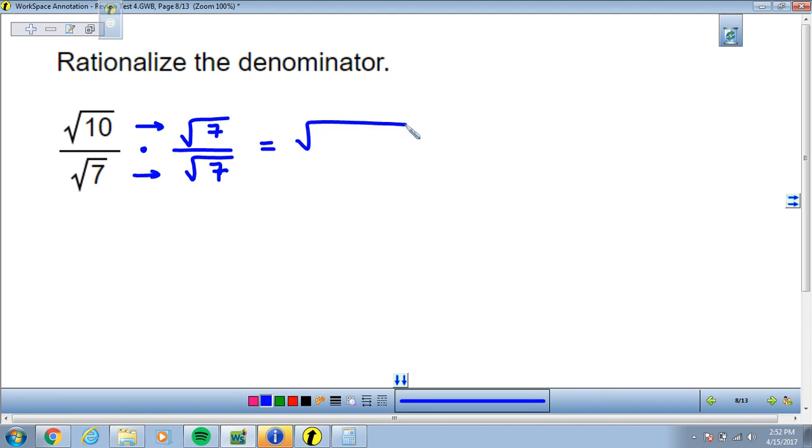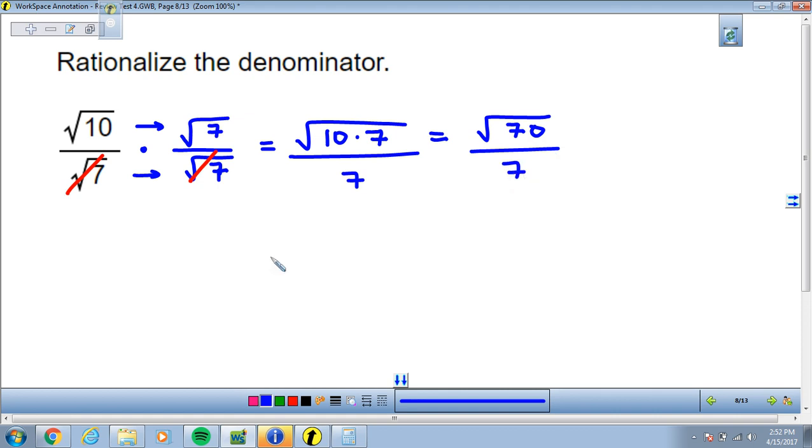So square root of 10 times 7 is going to be the square root of 70. Over here, you know that when you're doing the square root of 7 times the square root of 7, if the inside of the radicals are the same, they cancel, and you just bring over the 7. Okay? So then square root of 70 over 7. I don't think we can simplify 70 in any way.